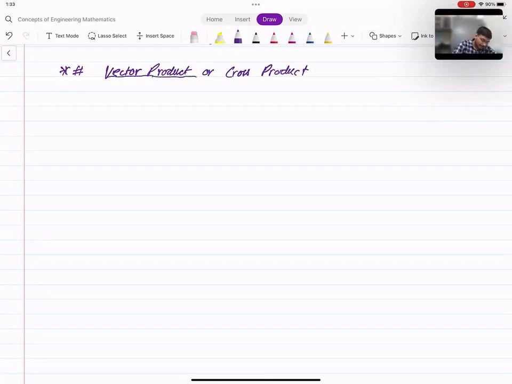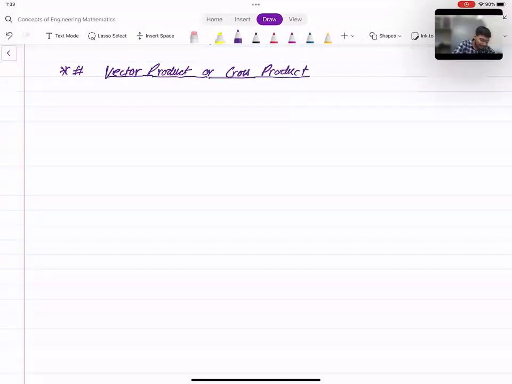So this type of product results in a vector quantity. Suppose a vector A is cross multiplied with vector B, then the result will be a vector quantity, and that particular vector quantity will be perpendicular to both of these vectors.